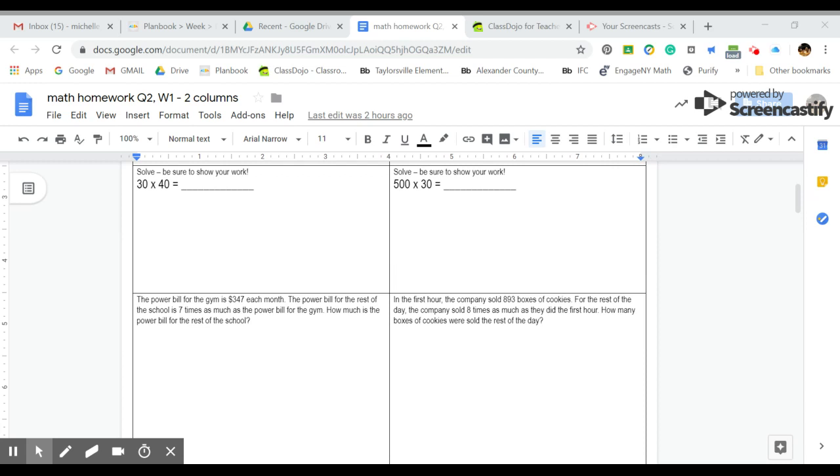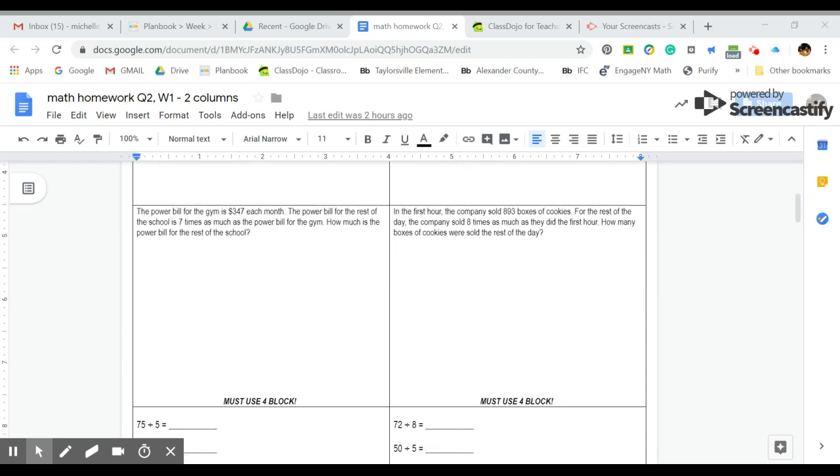Or they can also break this down into another problem. For example, they could break this down into 3 times 10, and then they can write 3 times 40, which would be 120 times 10. So they'd have 1,200. So that would be another option as well.